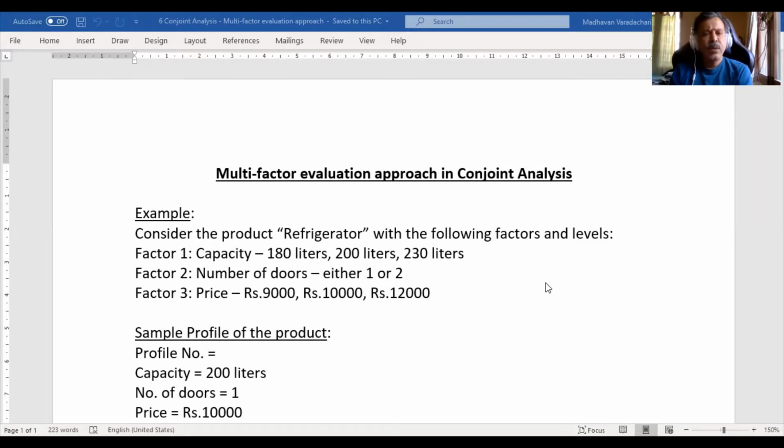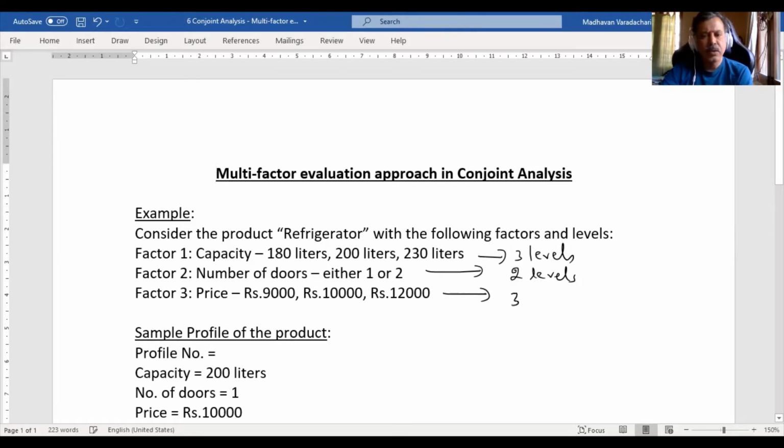The new factor being introduced compared to the two-factor approach is the number of doors. Capacity and price were there in the two-factor approach also. The only new addition is the number of doors. Either the refrigerator can have one door or two doors. So the first factor has three levels. The second factor has two levels because it has one or two doors. The third factor has the pricing 9,000, 10,000, 12,000, which means it also has three levels like your first factor.